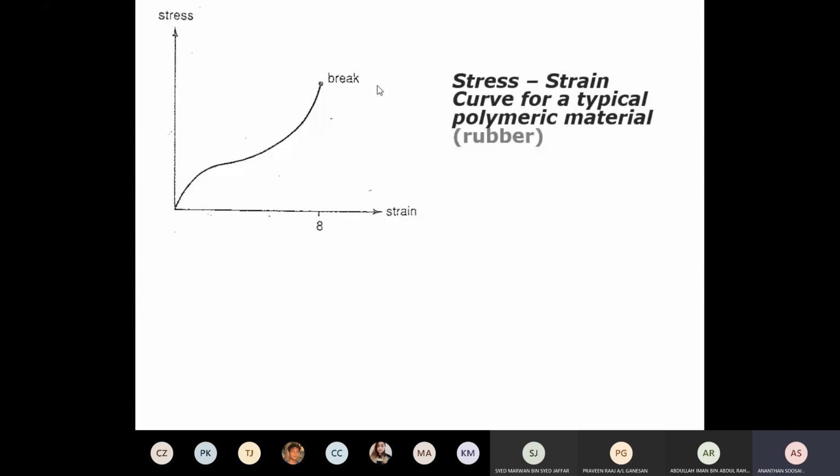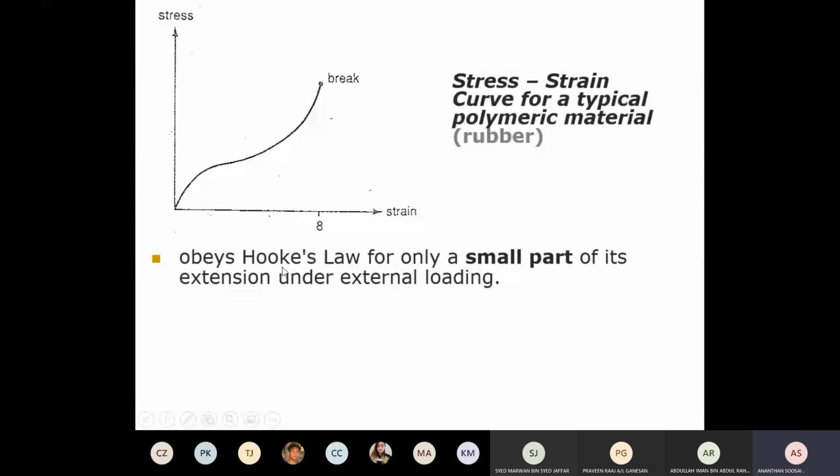Okay, now the third one today, rubber. This is the last category of the material, rubber. Stress to strain, a rubber is going to make a curve like this. It can have a strain of 8. This is the indication that it's a rubber. The strain will be very huge, about 8. Then you can categorize this as a rubber. And rubber obeys Hooke's law for only a small part of its extension.